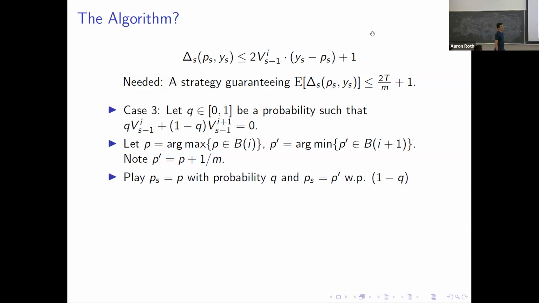And so here's my prediction strategy, extremely simple. Today, I'm going to flip a coin, and I'm going to predict p with probability q. And I'm going to predict p prime, p plus 1 over m, with probability 1 minus q. And that's it. It's hardly a randomized strategy at all. I'm randomizing between only two things that are adjacent in this grid. I'm either predicting a 51% chance of rain or a 51.1% chance of rain.